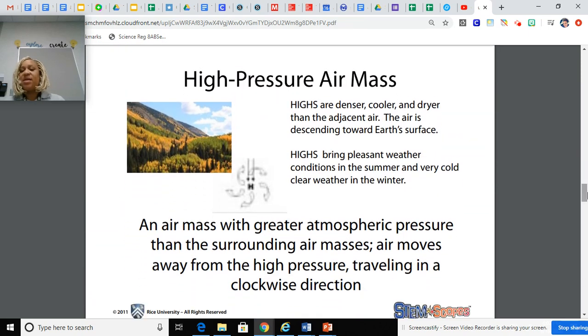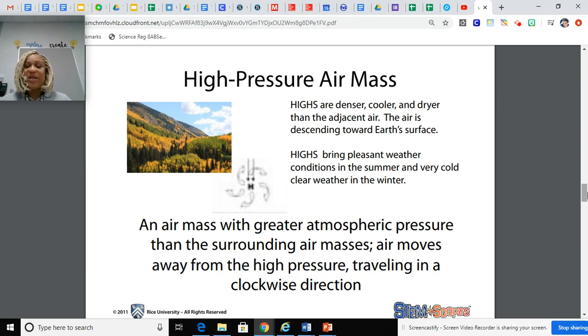High pressure air mass: highs. This is what you need to remember when you see the letter H on the weather map. These highs are denser, cooler, and drier than the adjacent air. The air is descending toward Earth's surface. Highs bring pleasant weather conditions in the summer and very cold, clear weather in the winter. So the way I like to remember it, when I see the high pressure air coming, it's like, ooh, yay, we get to have an awesome day! Raise your hands up high, right? Okay, I know I'm corny.